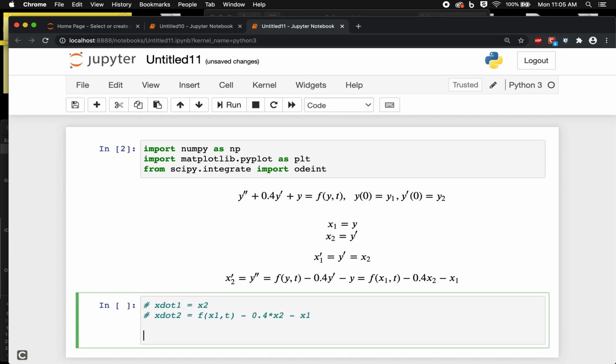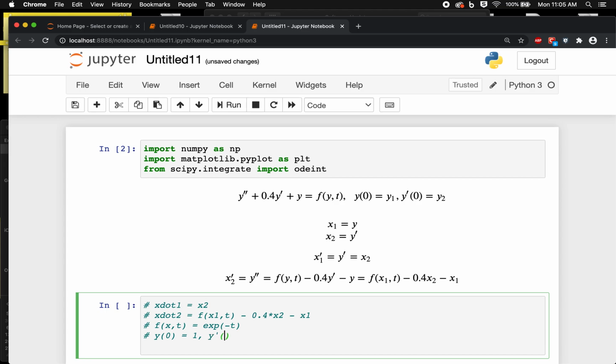And so if I want to solve this equation, let's pick a value of f. Let's just make f of t maybe the exponential of minus t. And maybe we'll set, let me come over here, y of 0 is equal to 1, and then y prime of 0 is equal to 0.